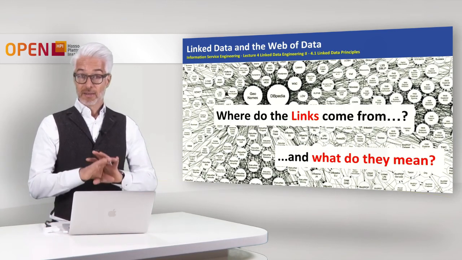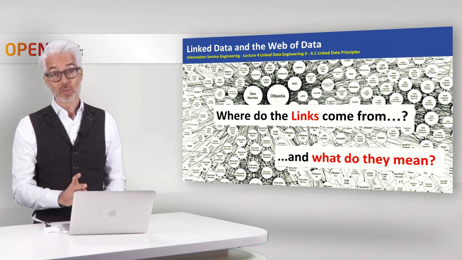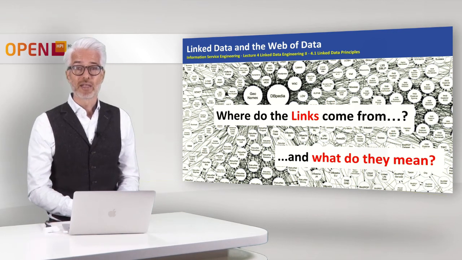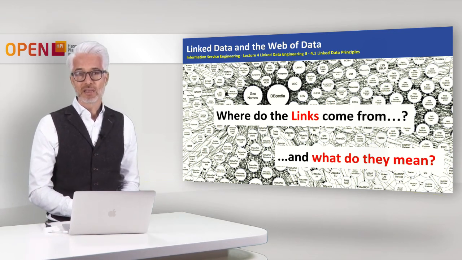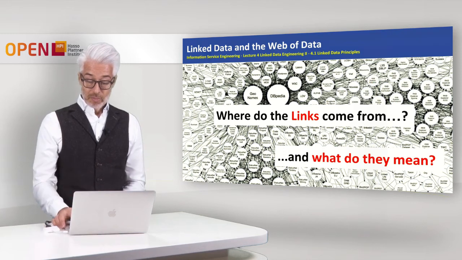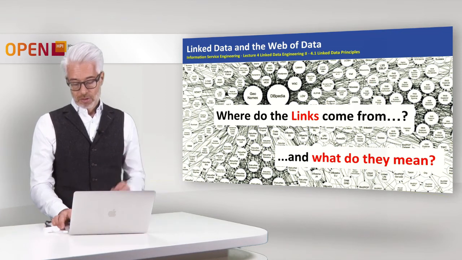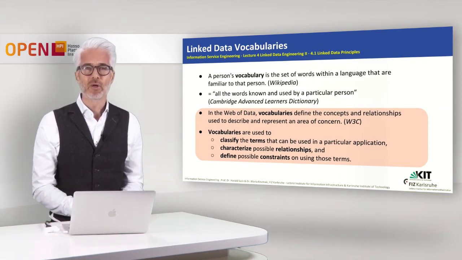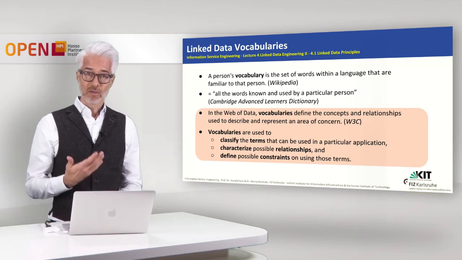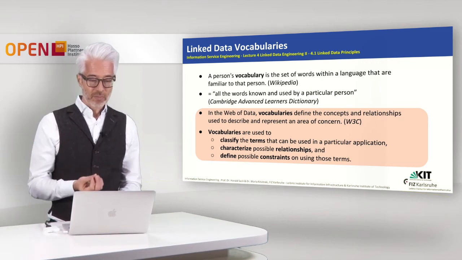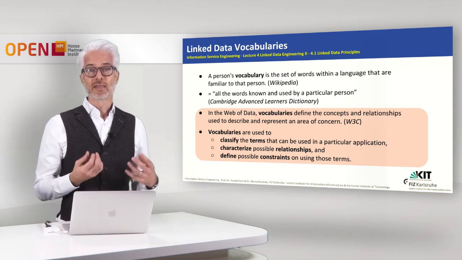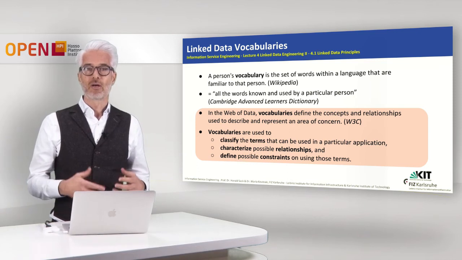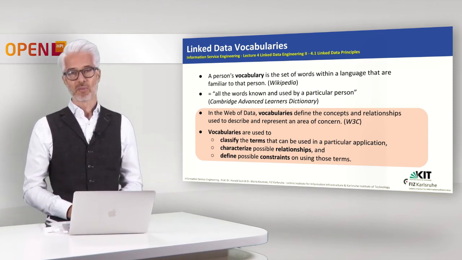Okay, so this is the web of linked data. But you might ask, so yeah, it's interesting to have links among these data sets, but where do they come from and what exactly do they mean? According to the meaning that you use usually to connect things on the web, what you are using are so-called linked data vocabularies. So let's have a look at what is a vocabulary. Usually for a person, it is the set of words within a language that are familiar to exactly that person, or it's all the words known and used by a particular person.